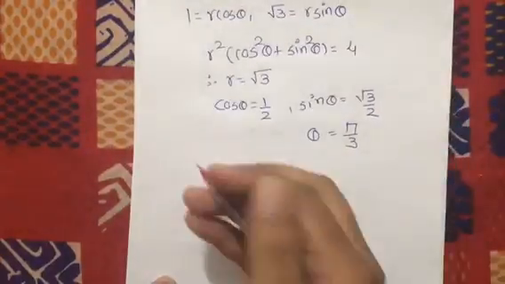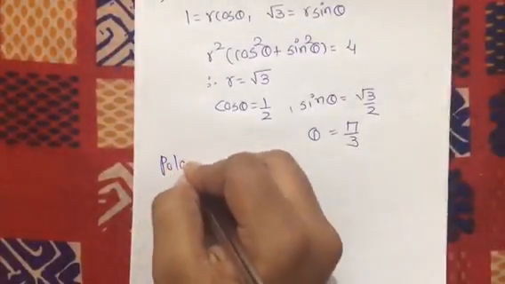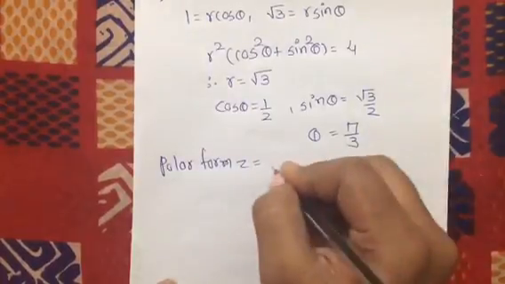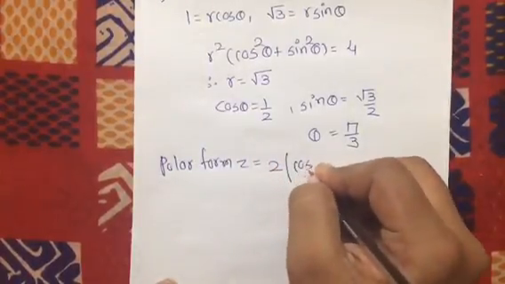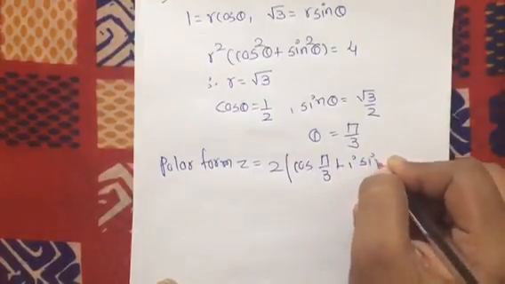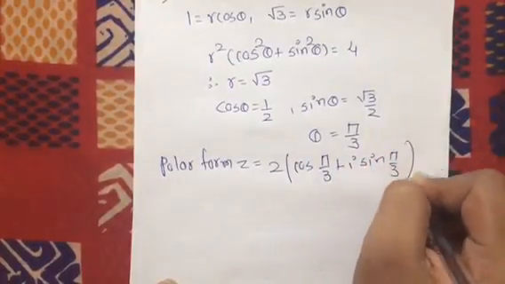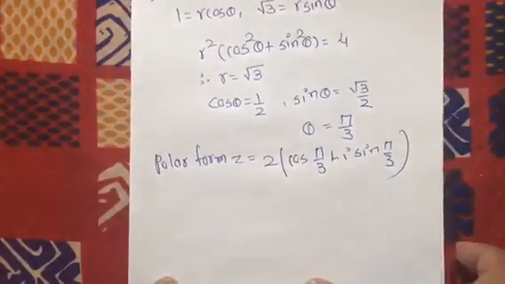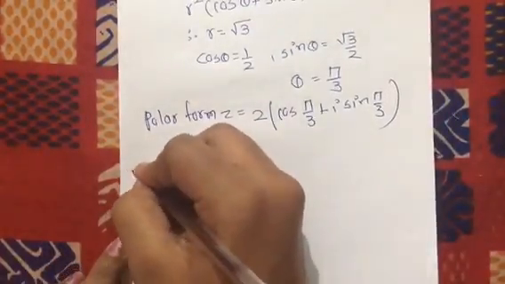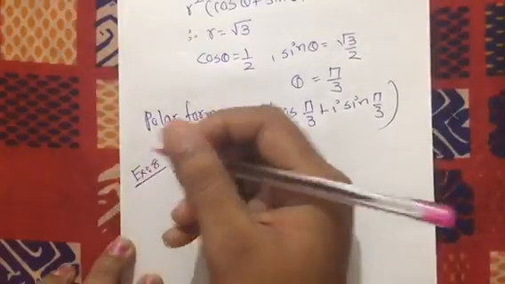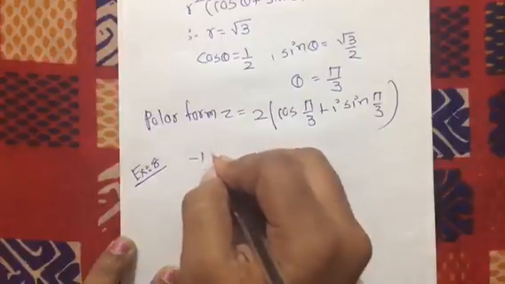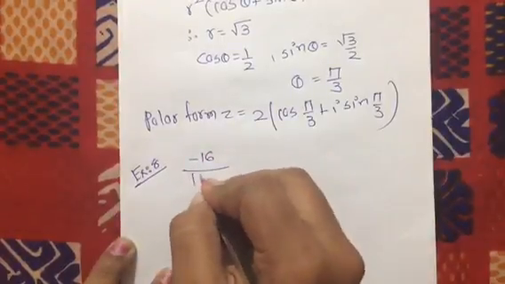Therefore, the polar form is z is equal to 2 cos pi by 3 plus i sin pi by 3. Now, example number 8, which is a most important question. Convert the complex number into polar form, that is minus 16 divided by 1 plus i root 3.